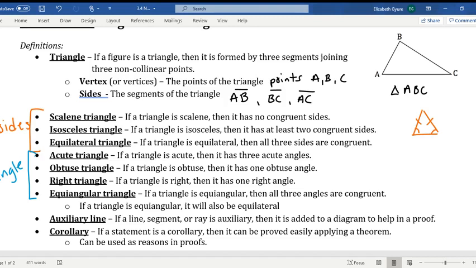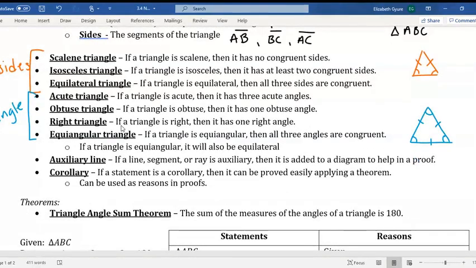And then equiangular. If a triangle is equiangular, then all 3 angles are congruent. And remember, if it's equiangular, it's also going to be equilateral. Those 2 things always go hand in hand. So often what that will look like is you'll have your triangle, all 3 sides will be marked as congruent. And if all 3 sides are congruent, all 3 angles will also be congruent. So those 2 things always go together. Okay.